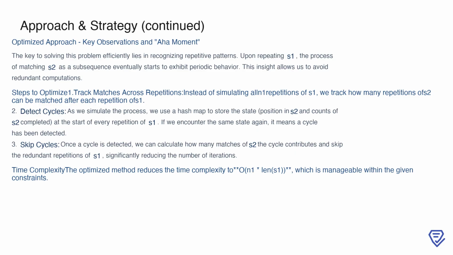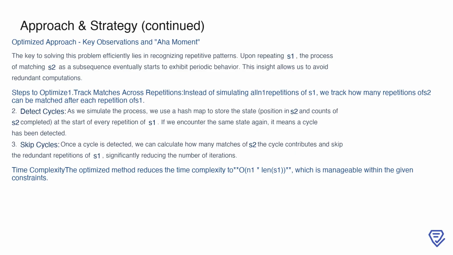This periodicity allows us to avoid redundant computations and optimize the process significantly. To achieve this, the first step is to track matches across repetitions. Instead of simulating all N1 repetitions of S1, we keep track of how many repetitions of S2 can be matched after each repetition of S1.